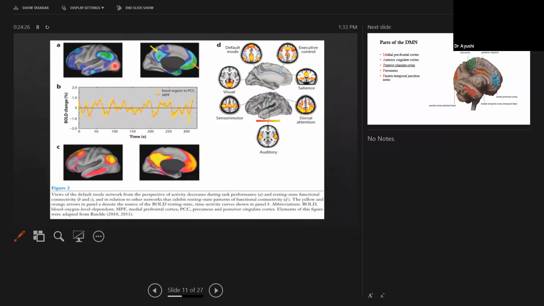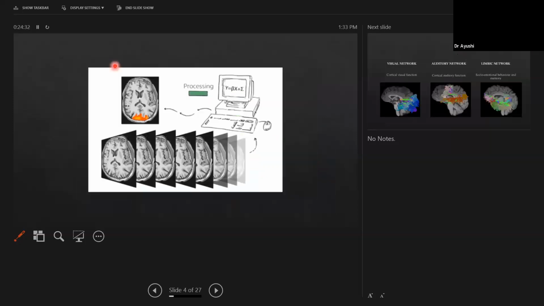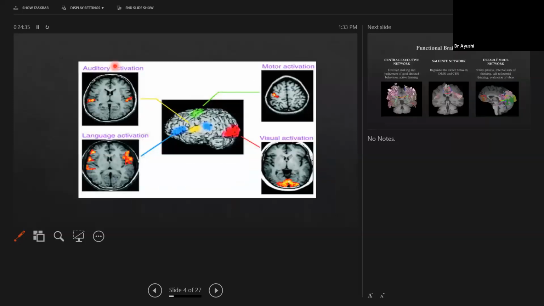These are functional MRI. These figures are from functional MRI. Doppler works on the basis of the direction of the flow of blood. Functional MRI is not based on the direction of flow. It is on the basis of the change in the concentration of oxygen levels in the blood. So the BOLD signal captures it.